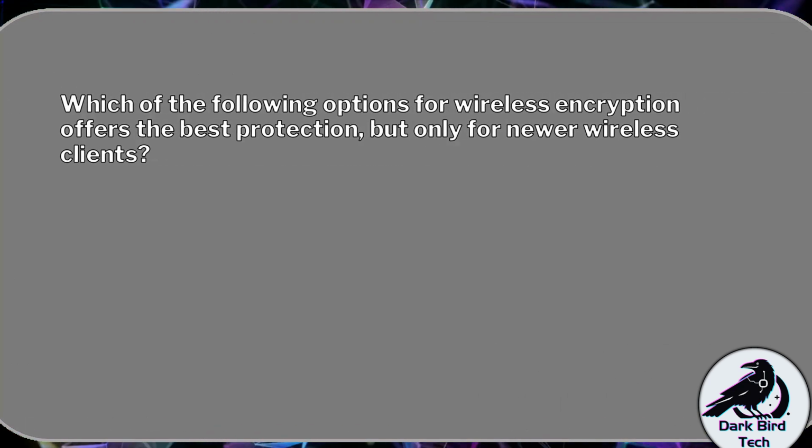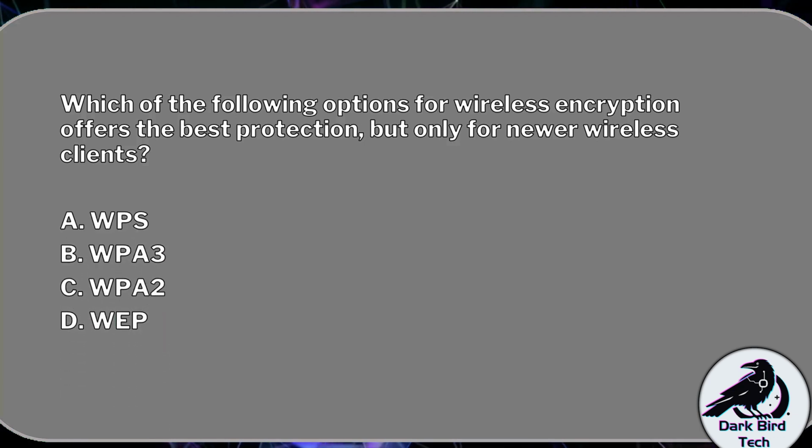Next, which of the following options for wireless encryption offers the best protection, but only for newer wireless clients? So we're probably going to see some wireless encryption options here. So we've got WPS, WPA3, WPA2, and WEP. I'm hoping a lot of you are gravitating straight towards WPA3. That is the newer form of wireless encryption which offers us the best protection at the moment.